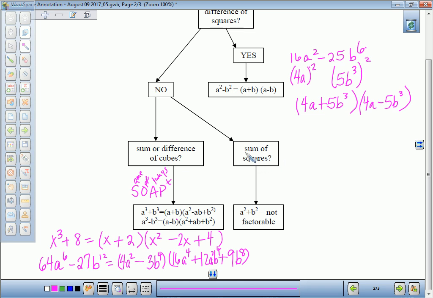Now, do we have a sum of squares? Well, a sum of squares is not factorable over the set of integers. So if you have a sum of squares, so if we had something like 16x squared plus 25, this is not factorable over the set of integers. So we would move on.